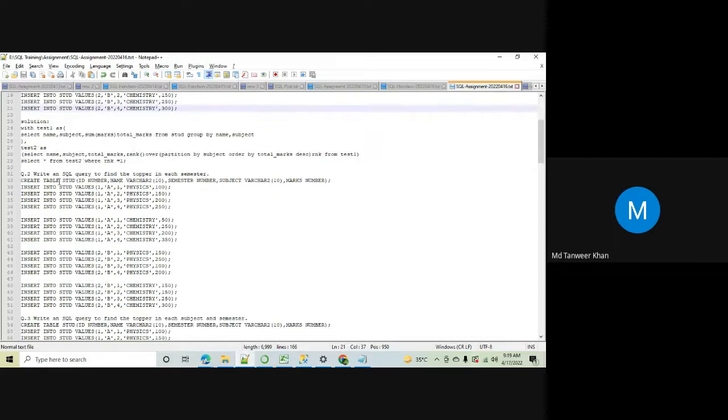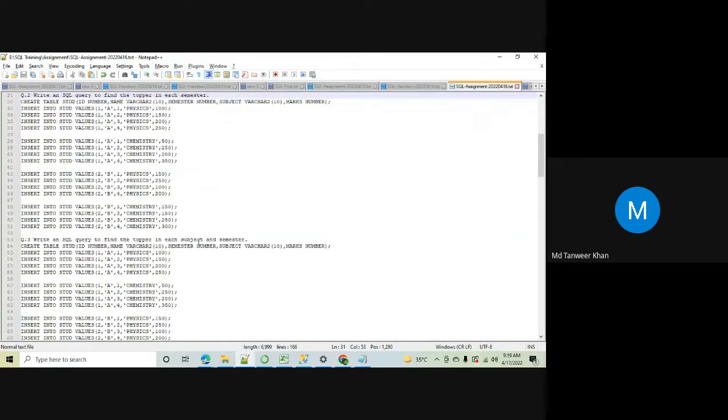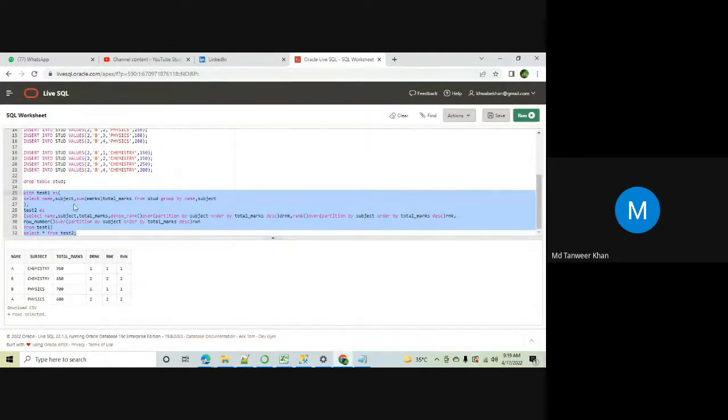So similarly, guys, this topper in each semester, I think this is very similar to the first question. You can do this. Topper in each subject and semester, exactly same as the first question. Just you want subject and semester. Just what you have to do is in this query, you write subject, comma, semester here. That's all. Get the output.